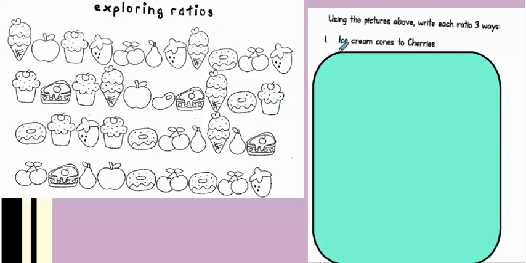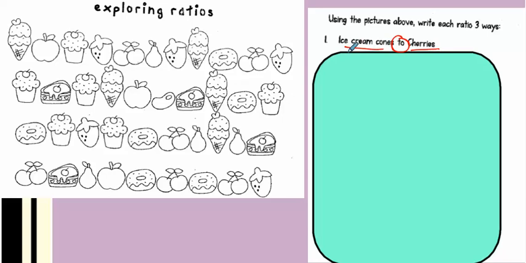All right, so you're going to pause the video and do a couple of them. Let's look at this. So we're going to write ratios. It says to write it in 3 ways. We're just going to write it in 1 way. So ice cream cones to cherries.